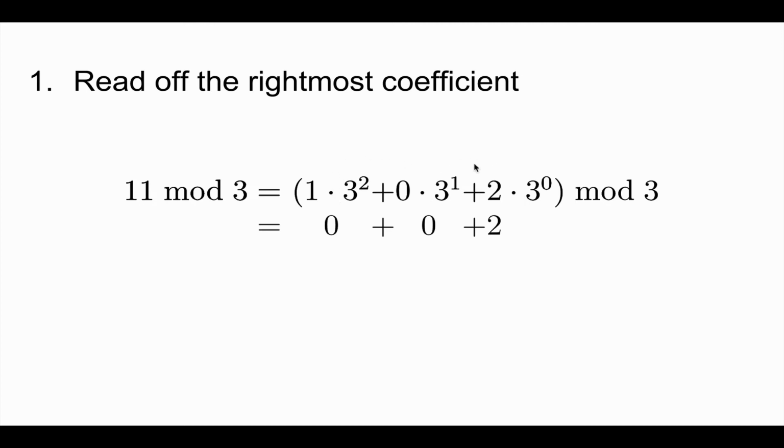Each of these terms except the last term has at least one factor of 3, so those are going to be evenly divisible by 3. So those are all going to be 0. But the last term doesn't have a factor of 3 by definition. The number that's being multiplied by the power of 3 is 0, 1, or 2, so it definitely can't have a factor of 3. So when we take the mod, that has the effect of isolating that last term. And that's how we can read off the rightmost coefficient for a number, say 11.